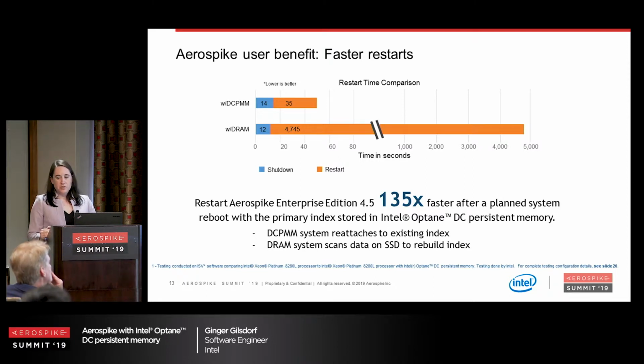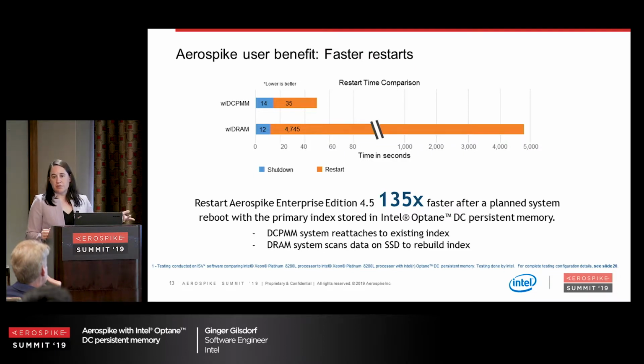Faster restarts. This is the value prop that really takes advantage of persistence. With DCPMM or Intel Optane DC persistent memory, when you restart your server, the only thing Aerospike has to do is go through and reattach to the existing index. It's still there. It's as simple as updating a few pointers. And then your index is there, you're ready to go.